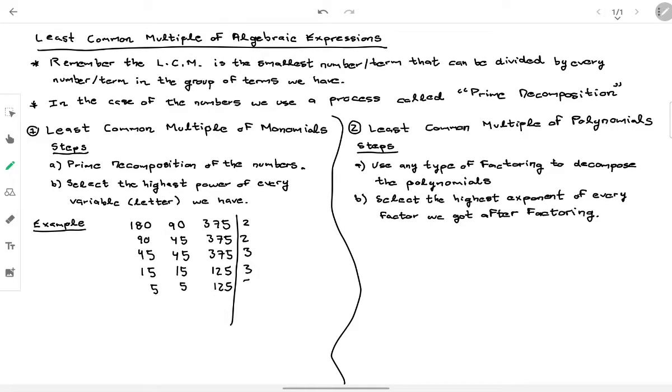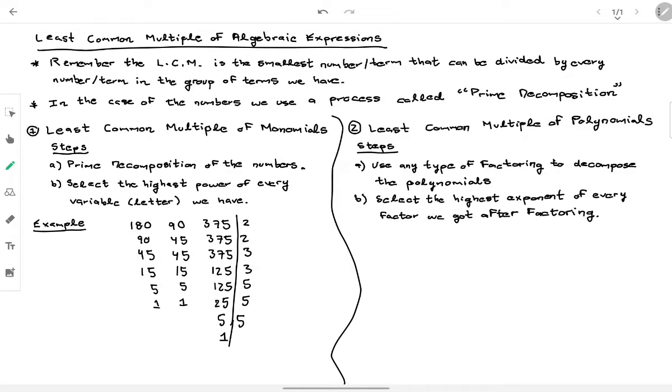Then it's going to be by 5, and it's going to be 1, 1, and so it's going to be 25. So it's going to be 5, it's going to be 1, I'm sorry, 5. It's going to be 5, 5, and 1.